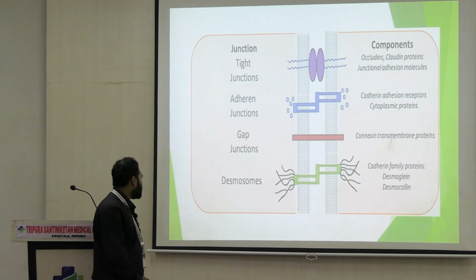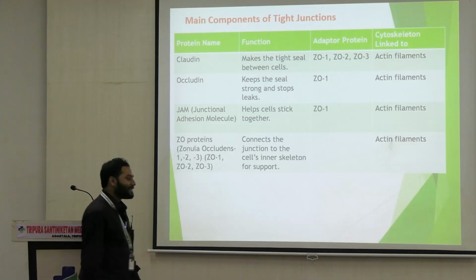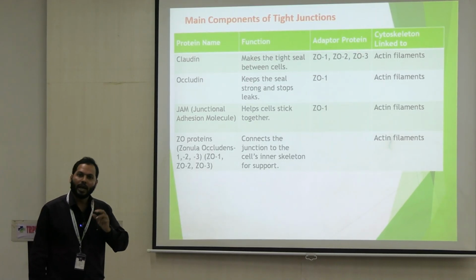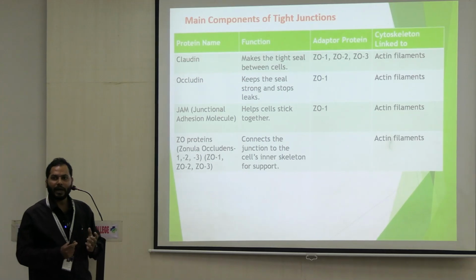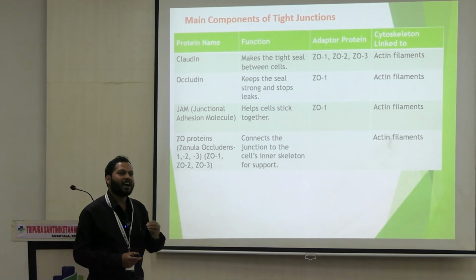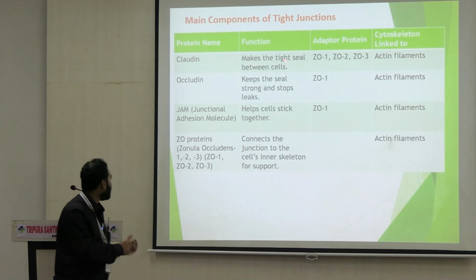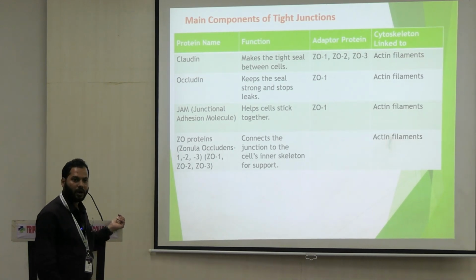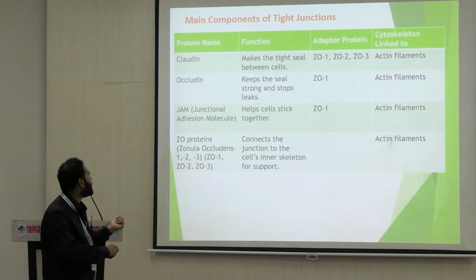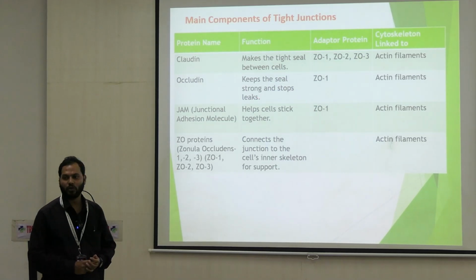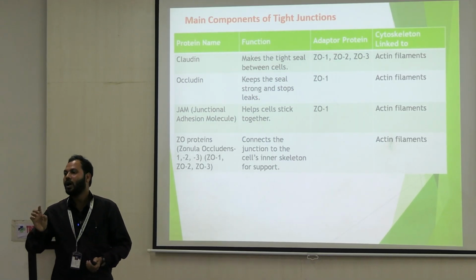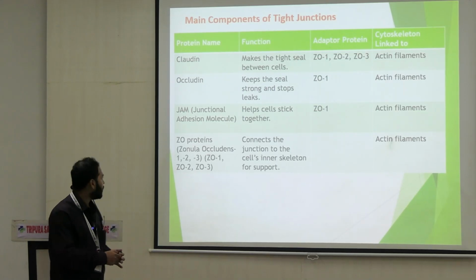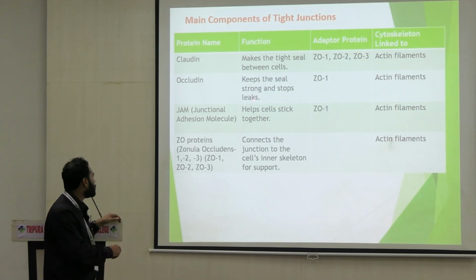Other than this, you can see what the specificity of both Claudin and Occludin is. Though they are transmembrane proteins, the functions are a little bit different. You can see Claudin protein makes the tight seal between cells, right? Whereas Occludin keeps the seal strong and stops leaks. So this is the most important feature, the prevention of leaking of molecules, right? So it keeps the seal strong and stops leaks.